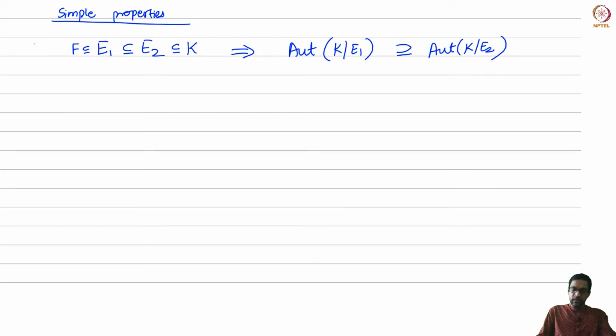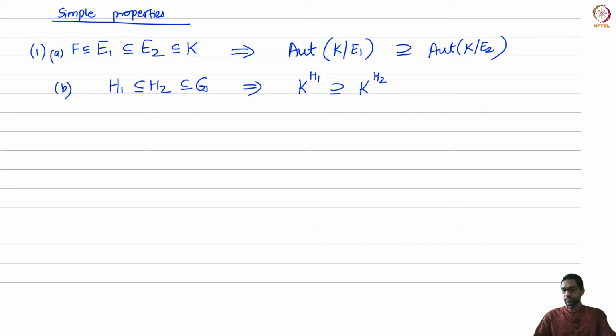And the other direction is 1B. If I have two subgroups H1 and H2 of G, then the fixed fields have the opposite inclusion. Again, just for reasons of definition: H2 has more elements, so elements of K which are fixed by every element of H2 will certainly be fixed by every element of H1. So these are both obvious properties.